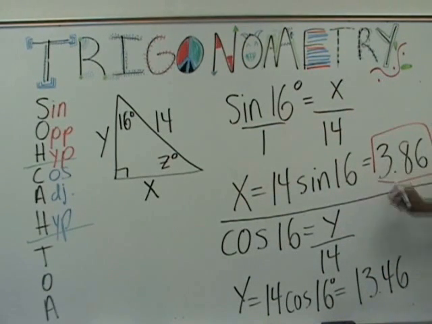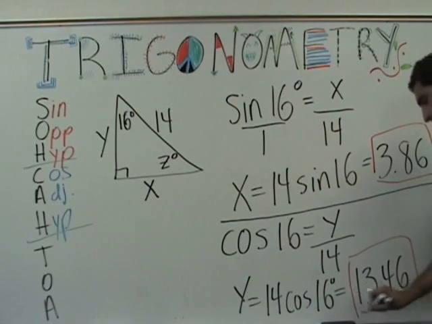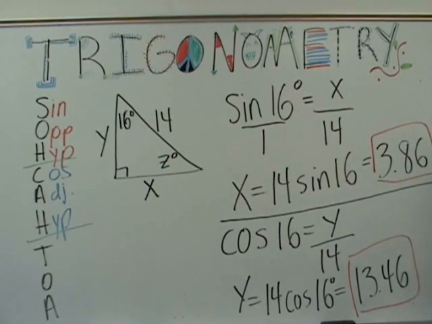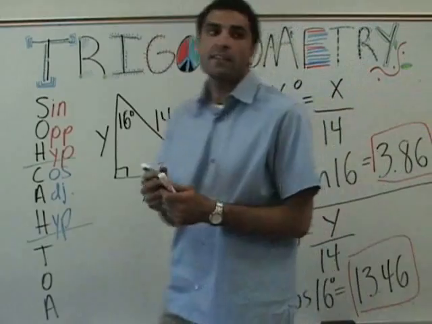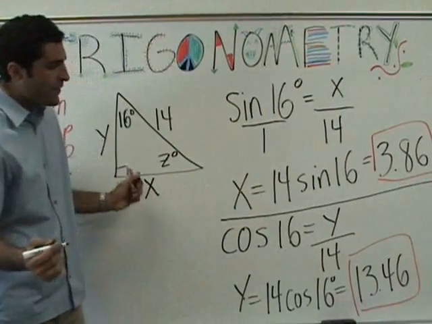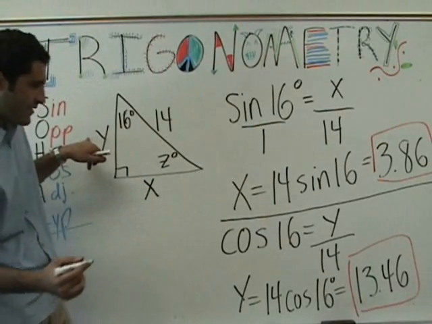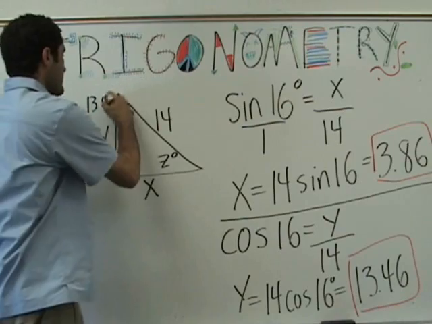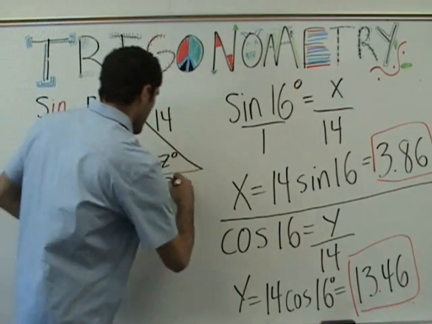Now, if we did this a variety of ways, we would get the same thing. Did you ever use 90 for them? No, we shouldn't do sine, cosine, or tangent of the 90. Only of the other angles. Now, check it out. There's so many ways to check your work. Y here is 13.46, and this is 3.86.